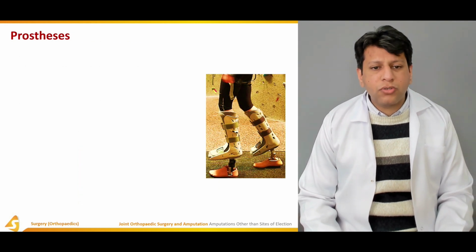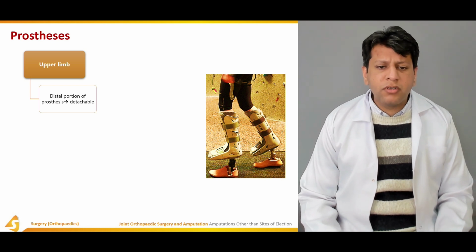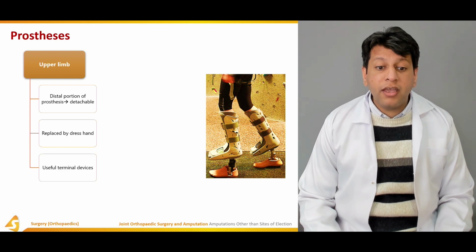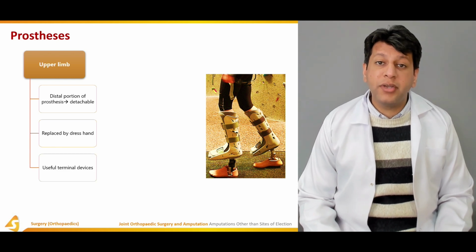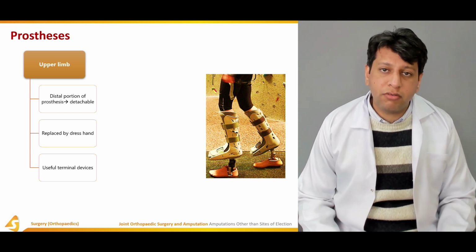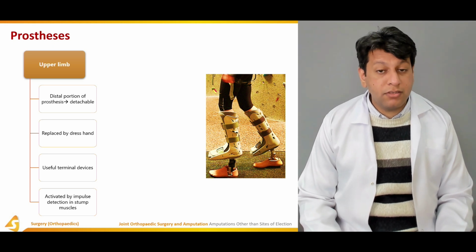Now coming on to the prosthesis. In the upper limb, the distal portion of the prosthesis is usually detachable. It can be replaced by a truss hand, and useful terminal devices have been developed, so forearm amputations especially have a very good outcome, activated by impulse detection in the stump muscles.